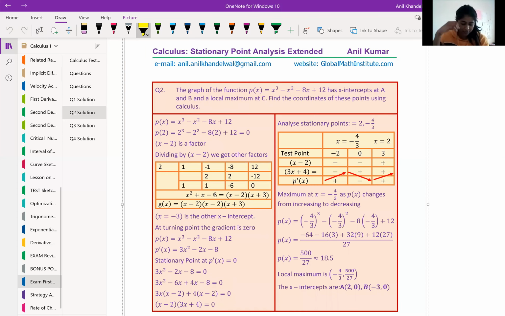We need to find the coordinates of these points, the x-intercepts and the local maximum. Yes. So I got, I don't know if it matters which one's A and B, x-intercept 1 at (-3, 0), 1 at (2, 0), and a maximum at (-4/3, 500/27). That's perfectly fine. That's very good. Have a look at this solution. Does it match with yours? And did you follow a similar approach?